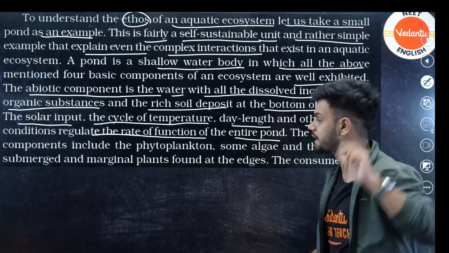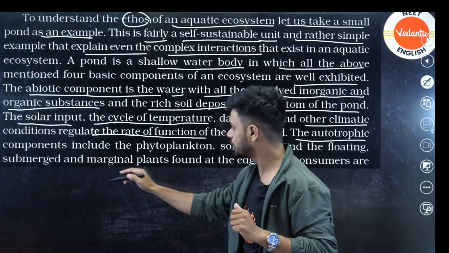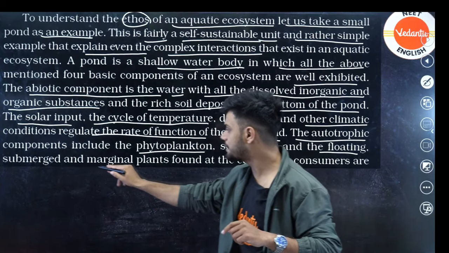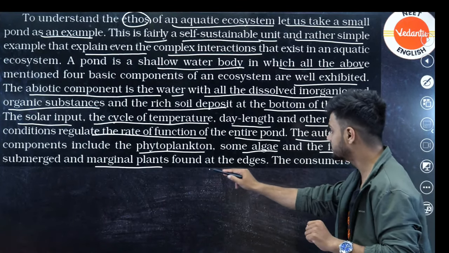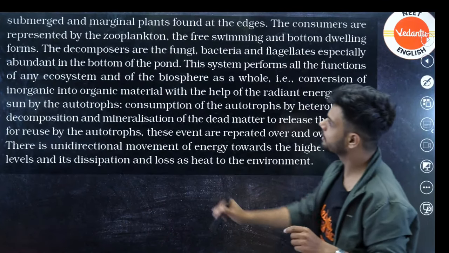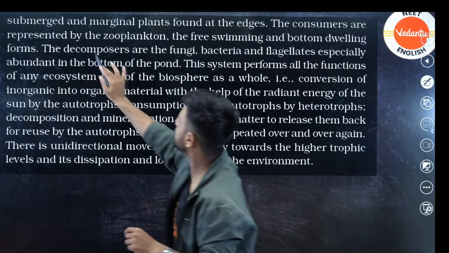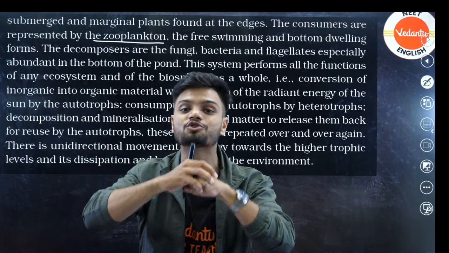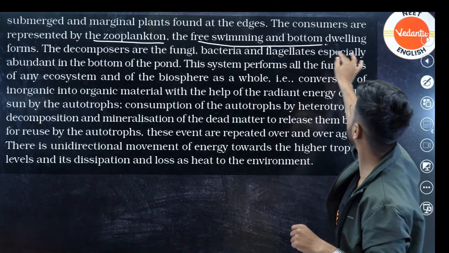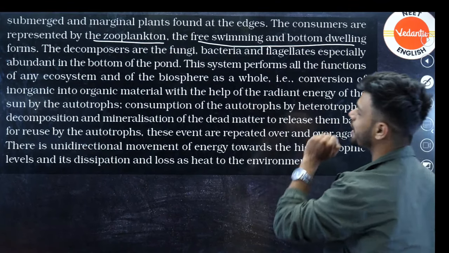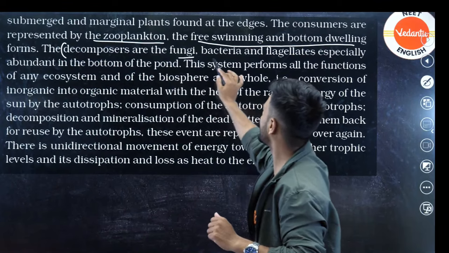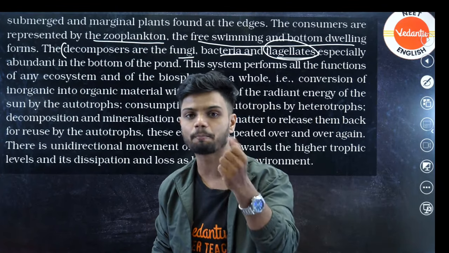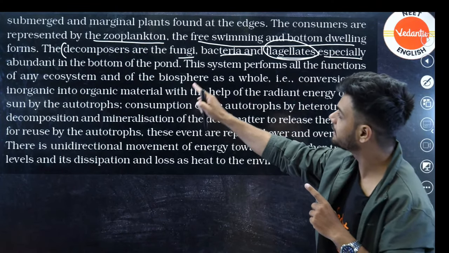That is, solar radiation is there. The autotrophs components include the phytoplanktons, some algae, and floating, submerged, and marginal plants. We learned that, found at the edges. The consumers are represented by the zooplanktons. Remember, the phytoplanktons are eaten by zooplanktons. Those are the consumers, the free swimming and bottom dwelling forms. Who are the decomposers? The decomposers are the fungi, bacteria, and flagellates. The flagellates are nothing but the protozoans, especially abundant at the bottom of the pond.